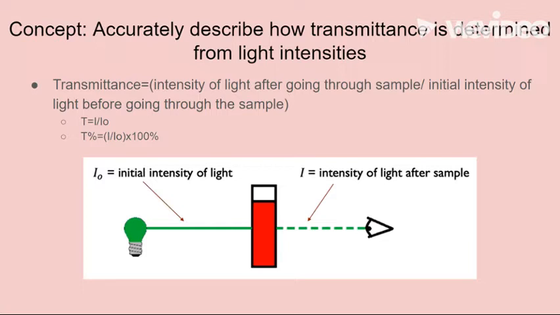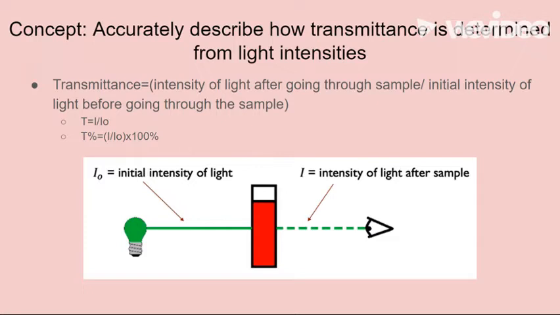Transmittance is defined as the intensity of light after going through a sample divided by the initial intensity of light before going through the sample. The equation for transmittance is on the slide. Transmittance can also be expressed as a percentage by taking the equation for transmittance and multiplying it by 100 in order to get a percentage.